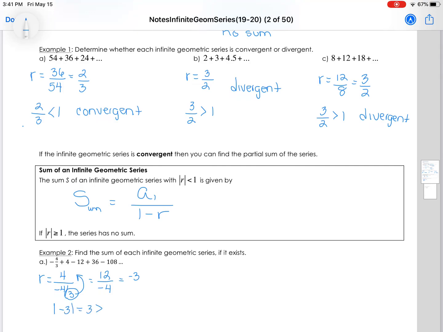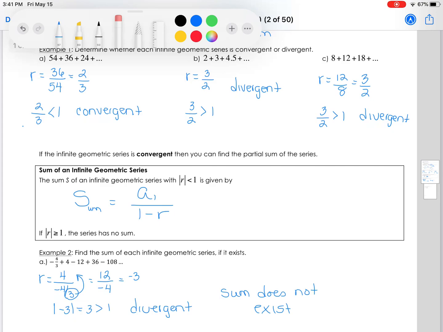The absolute value of -3 is +3, and that's greater than 1, which means this is a divergent series, which means that the sum does not exist. Sum does not exist. And explaining why it doesn't exist is just like that. Identify the R, identify it as a divergent series, and you can therefore say that the sum does not exist.